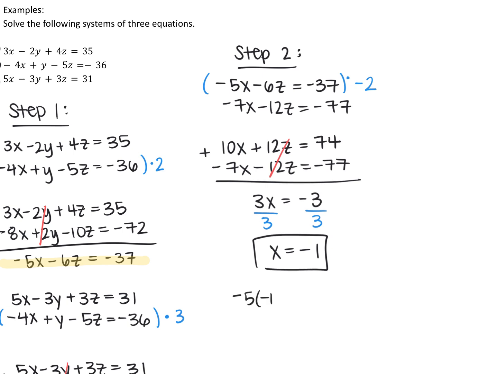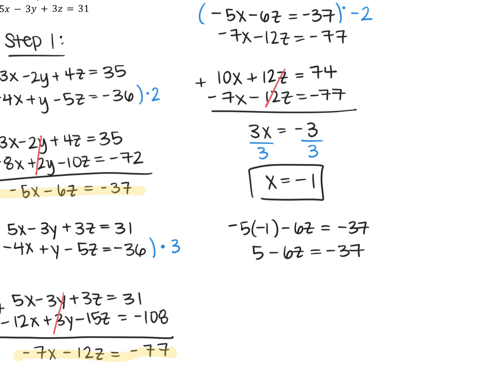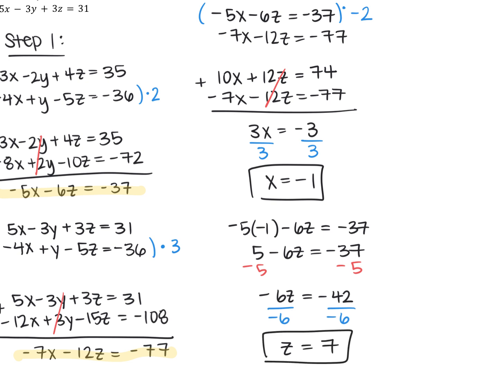So negative 5 times negative 1 minus 6z equals negative 37. We get 5 minus 6z equals negative 37. Now we're going to subtract 5 from both sides. We're going to get negative 6z equals negative 42. Divide both sides by negative 6, and we get that z equals 7. Now we've solved for two variables. Now we have finished with step 2.